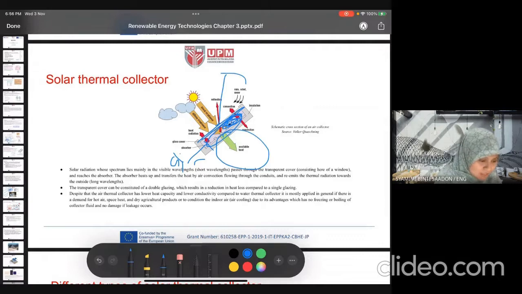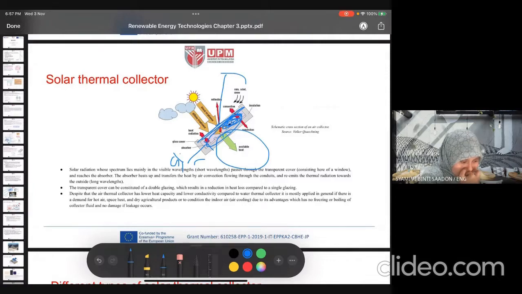for other devices. So by using this thermal collector, we trap the energy from the sun inside the collector. When the air is trapped, usually the fluid will be warmer. When it becomes warmer, it absorbs more heat, and the available heat will be greater. The thermal energy will be bigger.